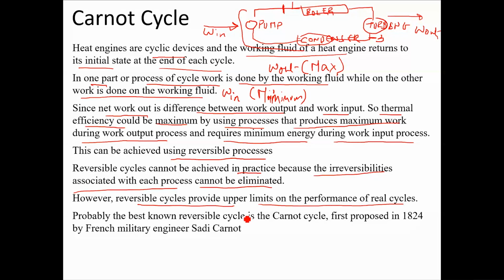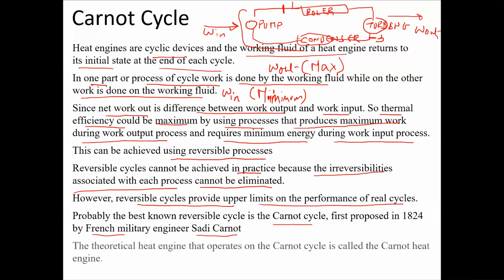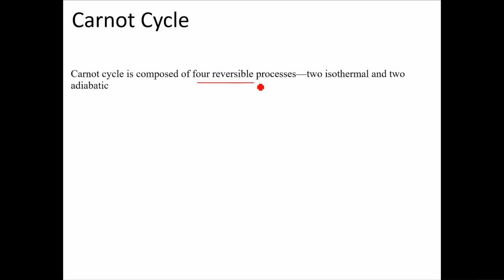In short, the possibly best known reversible cycle is the Carnot cycle, which was developed in the early 19th century by a French military engineer, Sadi Carnot, and the theoretical heat engine that operates on the Carnot cycle is called the Carnot engine. We'll see what a Carnot engine is and how we can replicate it. We'll try to understand how we can rebuild the Carnot cycle. So the Carnot cycle again is composed of 4 reversible processes, 2 isothermal and 2 adiabatic.